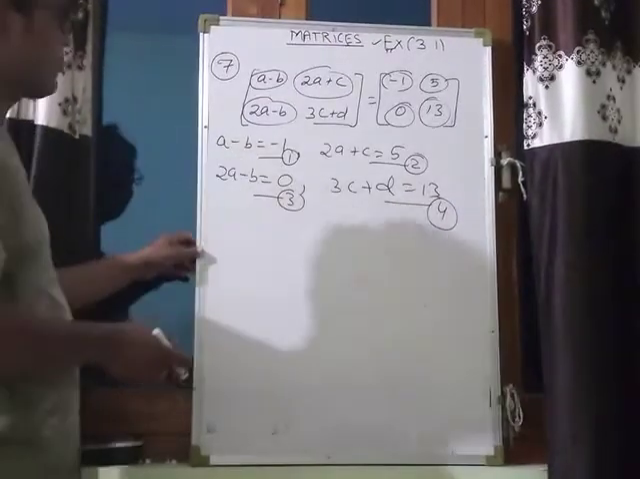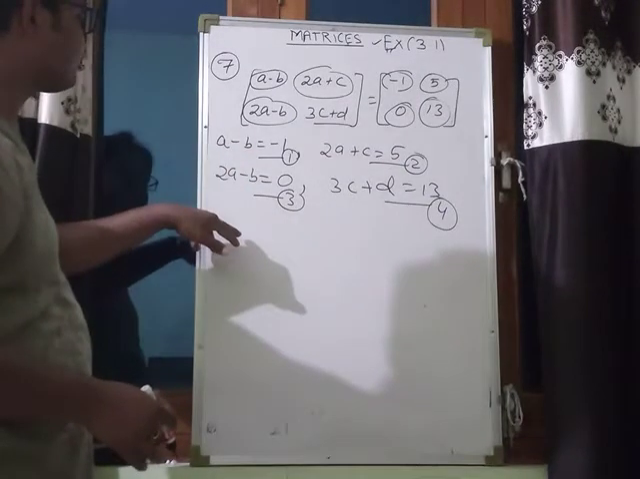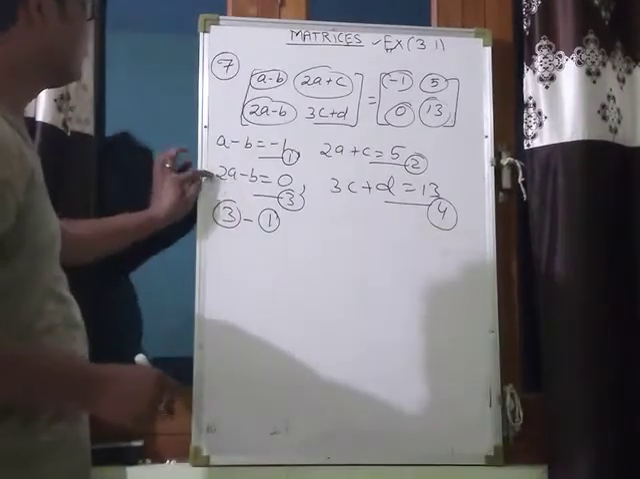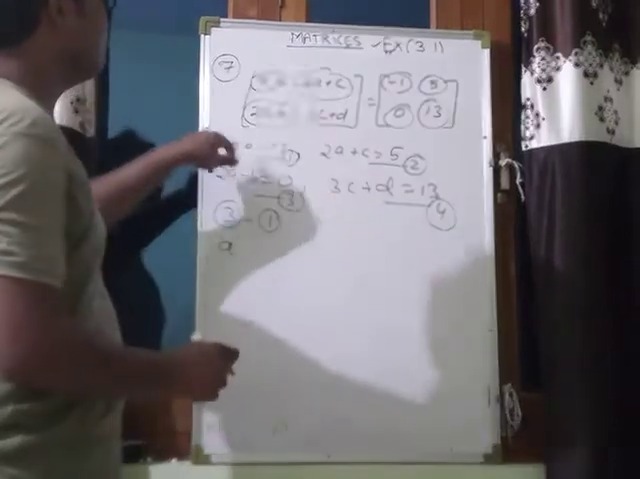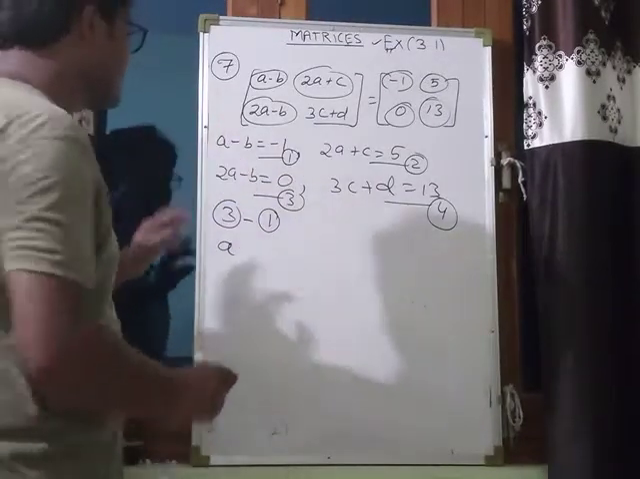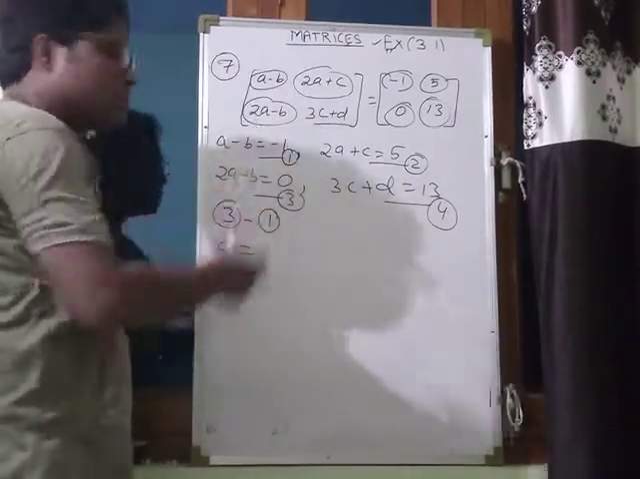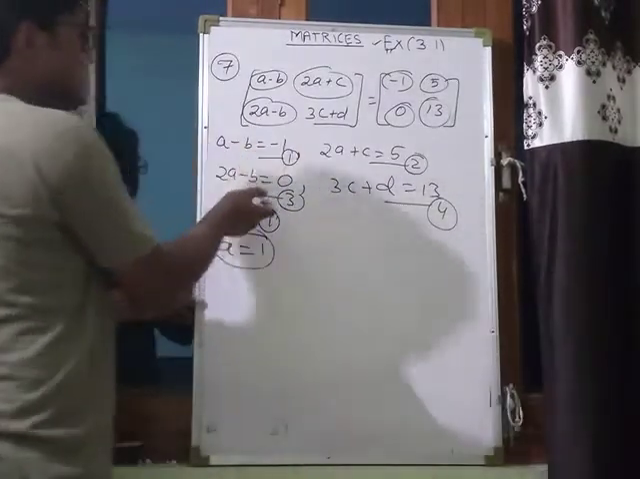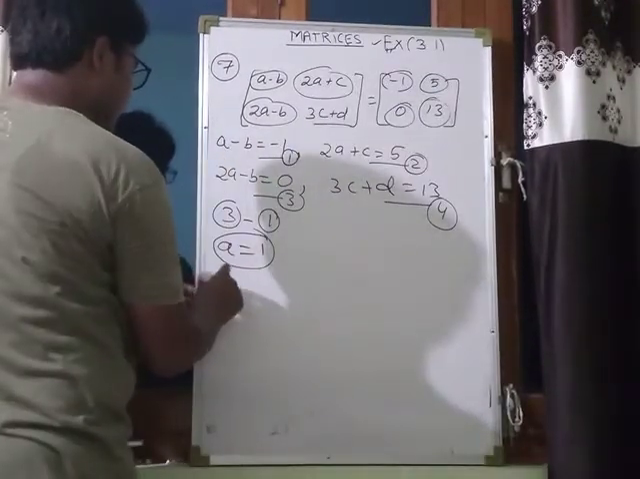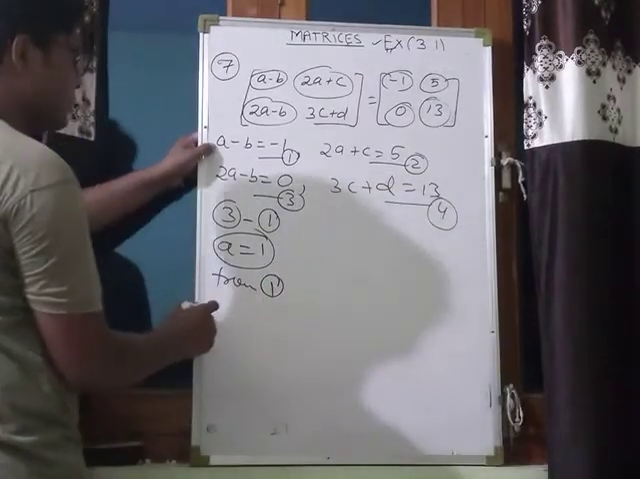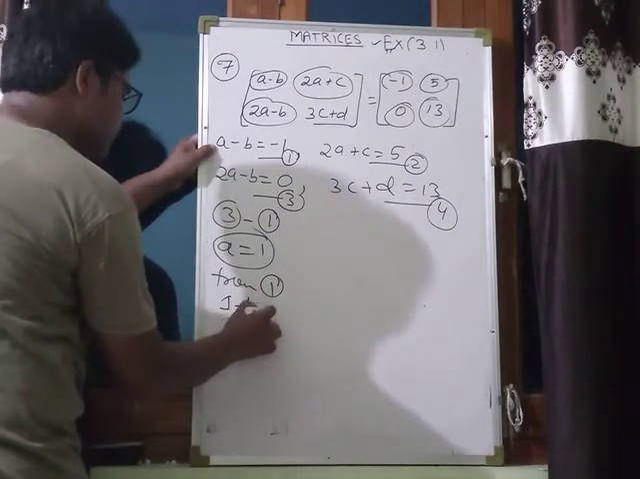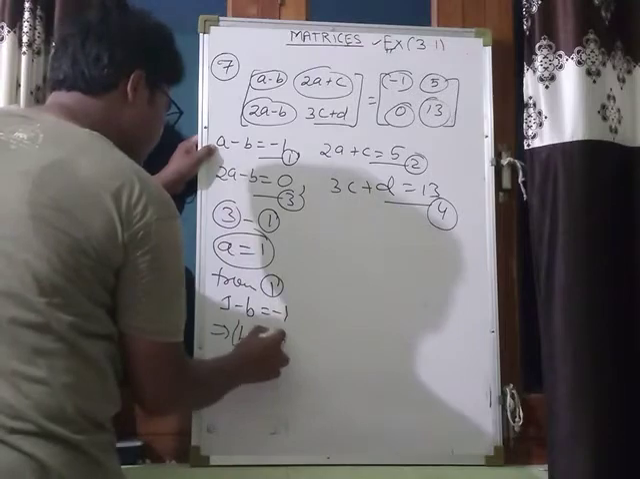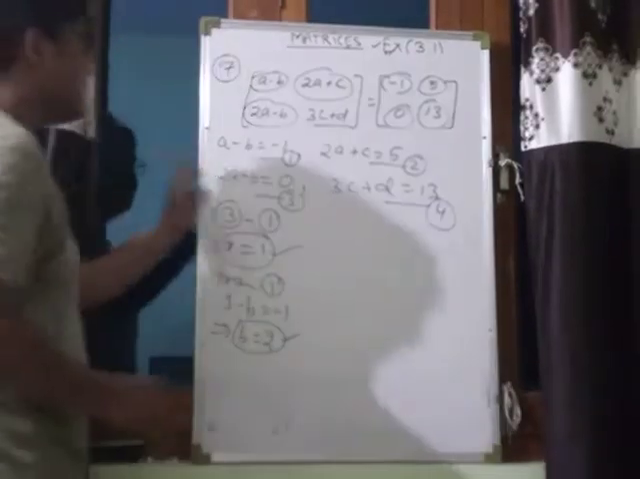Clearly, subtract the first from the third. Then we have 2a minus a, that is a, and minus b plus b will be cancelled, that is equal to 0 minus minus 1, that is plus 1. So a is 1. Now put its value in the first. A is 1, minus b, that is minus 1. So from here b is equal to 2. Now a and b are found out.